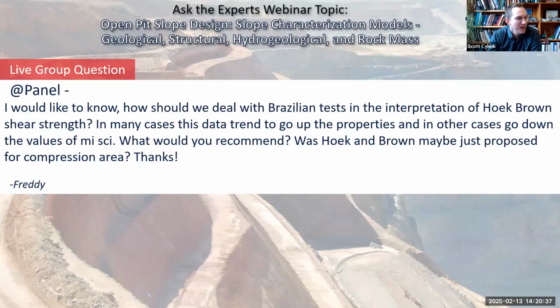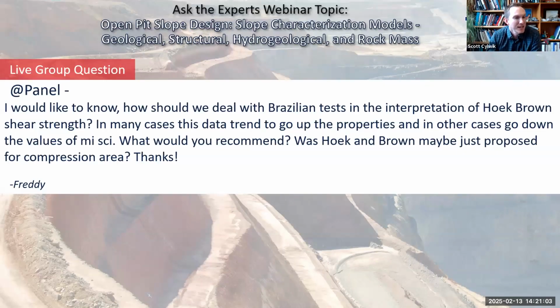And then there are some good papers by Rob Bewick with WSP that talk about this exact same issue. He has some recommendations in there that you might need to take your Brazilian data and multiply it by like 0.6 or 0.7, and then it might match the Hoek-Brown curve better. But the most common practice right now that I see is just to fit your uniaxial and triaxial data to the Hoek-Brown envelope and not worry so much about the tensile data.